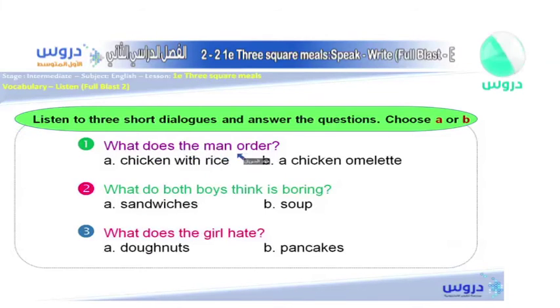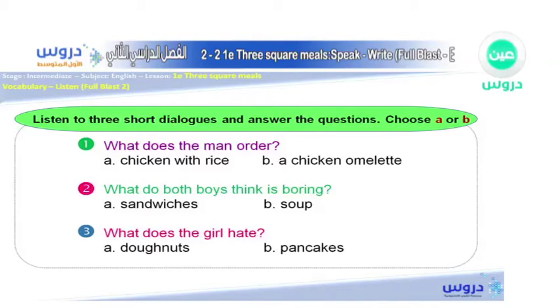What does the man order? Chicken with rice or chicken omelette. Okay, so now I'm going to read the whole conversation. I'm going to read the dialogue and let's see. So this is the first dialogue.